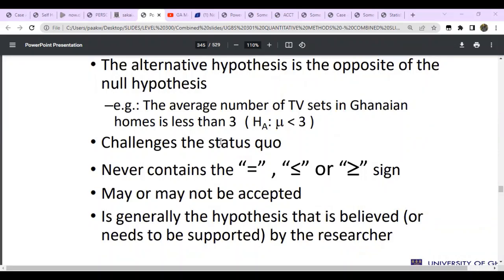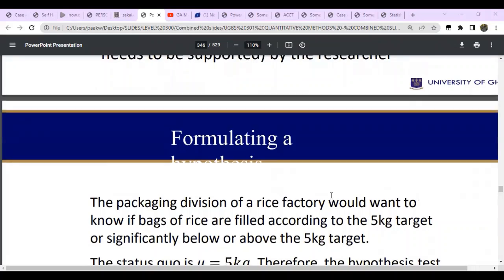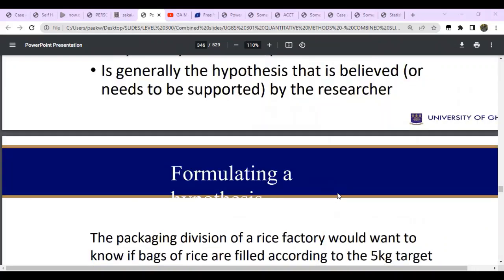So you are saying it's generally the hypothesis that is believed or needs to be supported by the researcher. Okay, now, how do you formulate your hypothesis? So formulating a hypothesis. Now, I said the assumption, the claim will be the null hypothesis. And the hypothesis that will be challenging it is what we call the alternate. So alternate is the opposite of null.